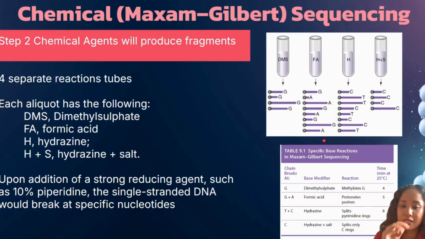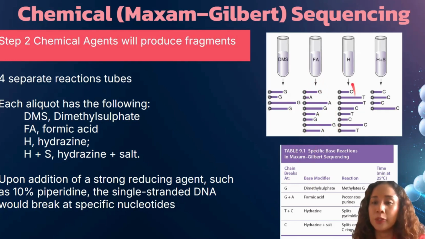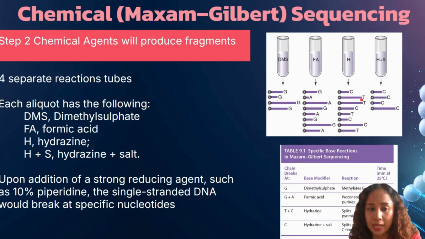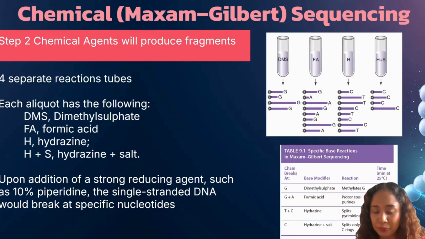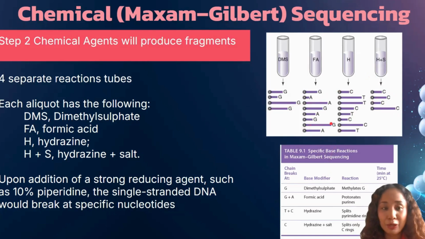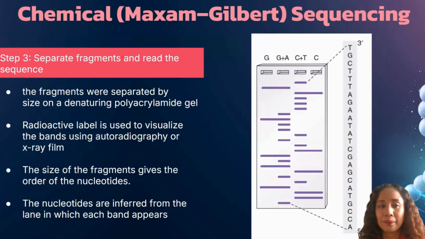So these are fragments. And for hydrazine, the fragments are cleaved when there is cytosine and thymine at the end. Thymine, right. And finally, in hydrazine plus salt, every time there's cytosine only, the fragments will break. So in each tube are fragments because of the chemical agents.